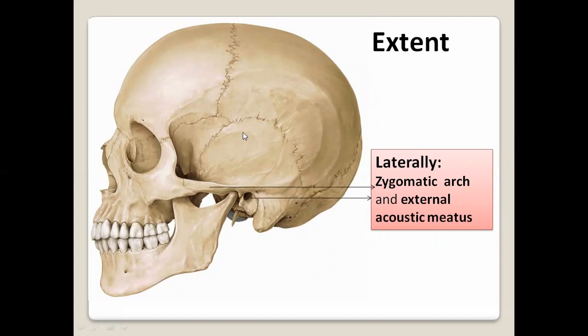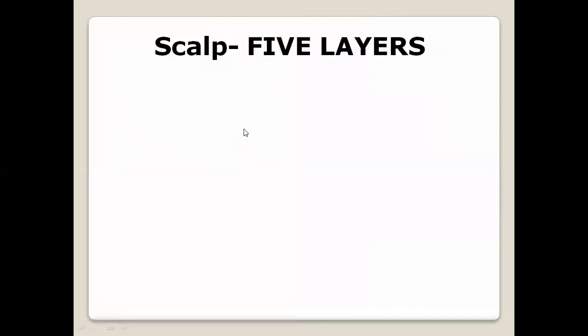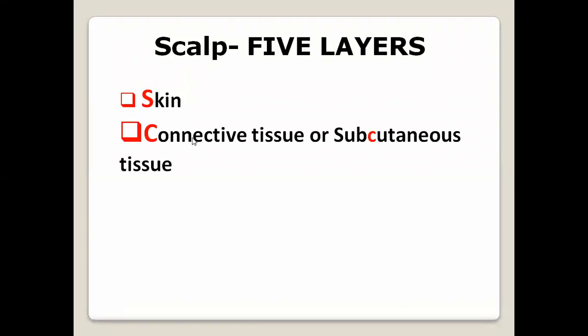Okay. Now we are going to see the 5 layers of the scalp. So you have to remember the word SCALP, each letter. The 5 layers start with these letters. So scalp, the first letter is S. The first layer of the scalp is the skin. The next letter is C. So C is nothing but the connective tissue or subcutaneous tissue. That is the second layer.